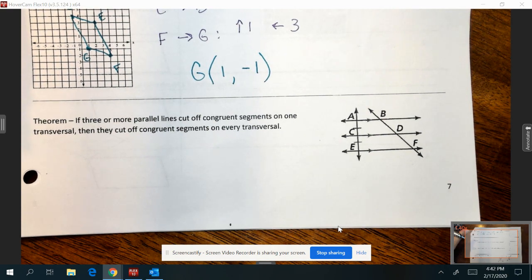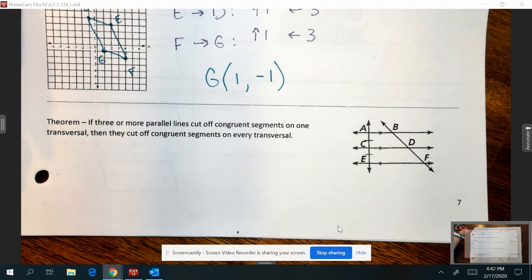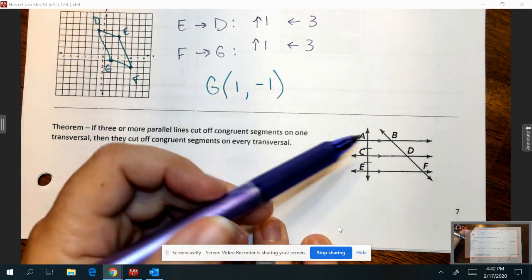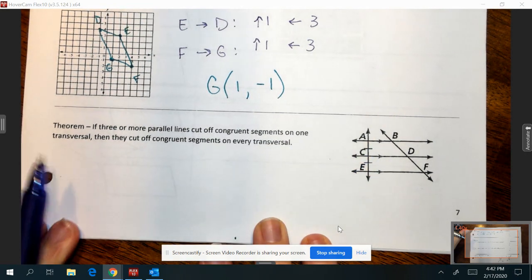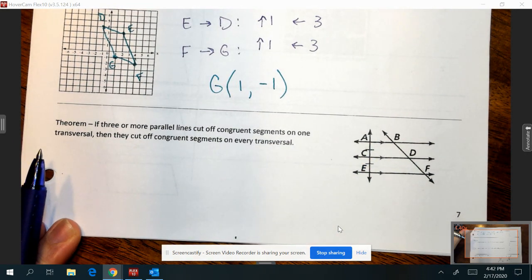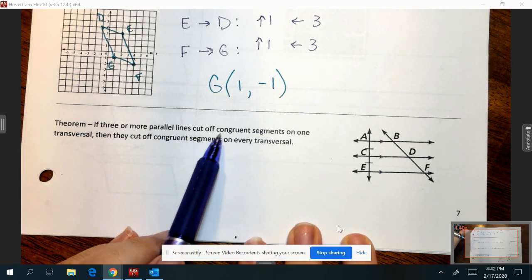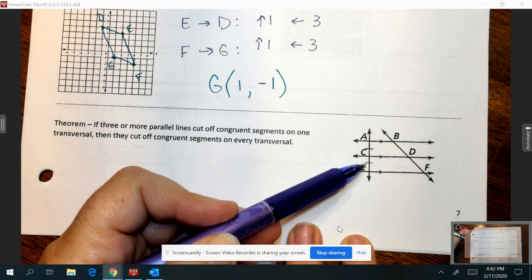Okay, this is going to be a short video. We're at the bottom of page 7. I already typed out the theorem for you. It says if 3 or more parallel lines, so we have here 3 parallel lines, and we know they're parallel because of the arrow in between, written on each line, cut off congruent segments on one transversal, so that's what these markings are.